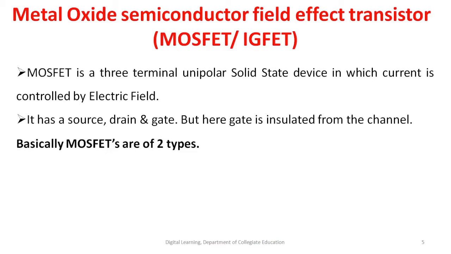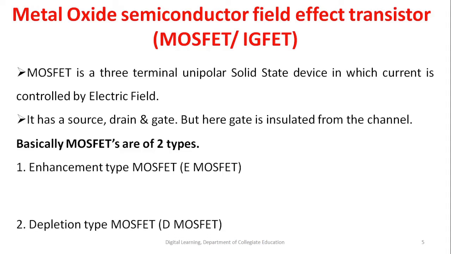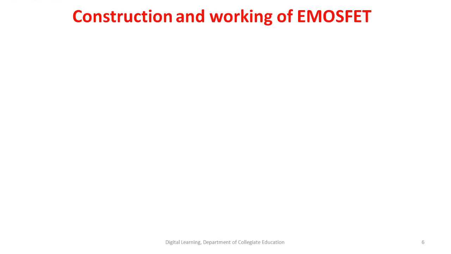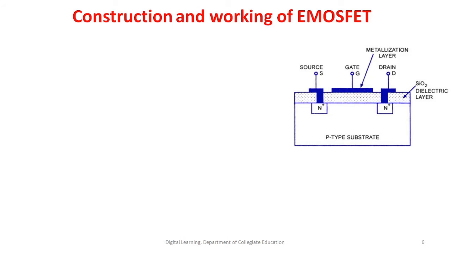Basically, there are two types of MOSFET: the enhancement type MOSFET, represented by E MOSFET, and the second type, depletion type MOSFET, represented as D MOSFET. Now let us move on to construction and working of E MOSFET.